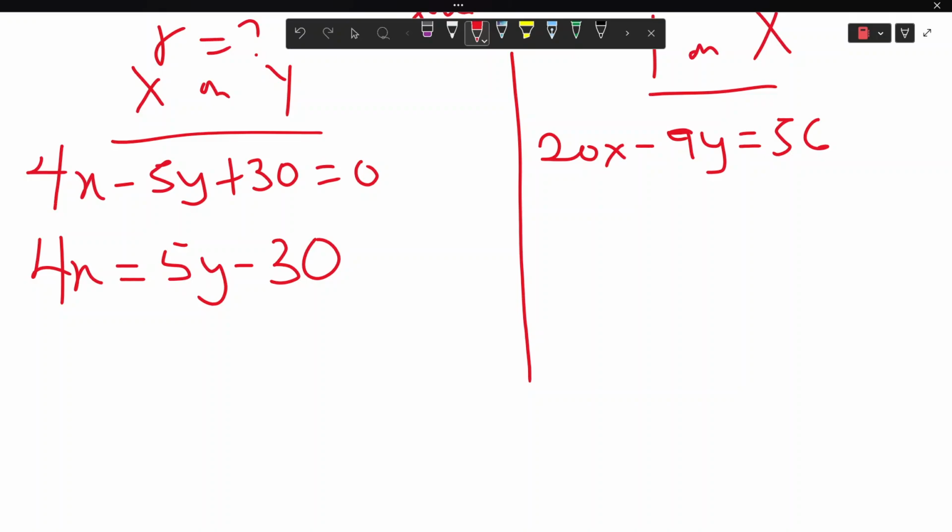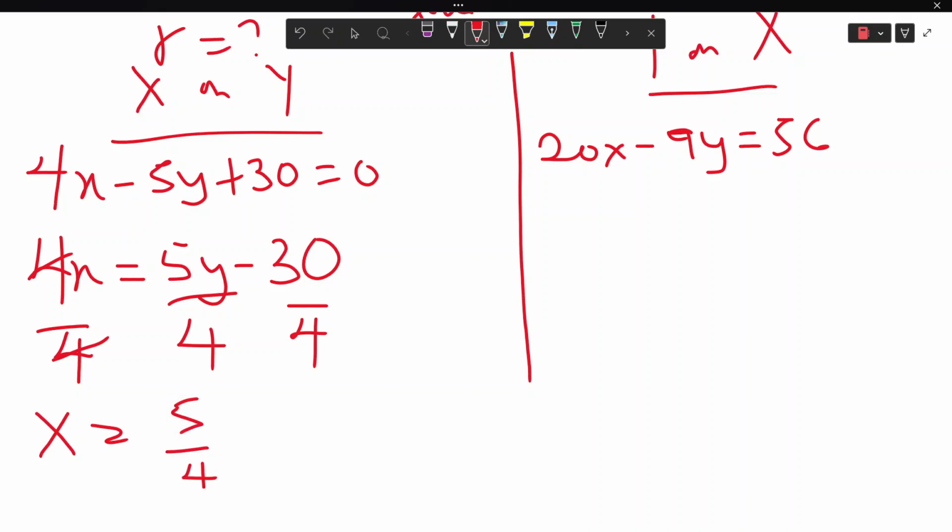Now let's divide through by 4. Everything divided by 4 here. So now equation x on y becomes x is equal to, this will cancel this, x equal to 5 over 4y minus 15 over 2. Good. Now let's come to the second one, that is y on x. Y on x means that y is the dependent variable and x is the independent variable. So let's make y the subject.